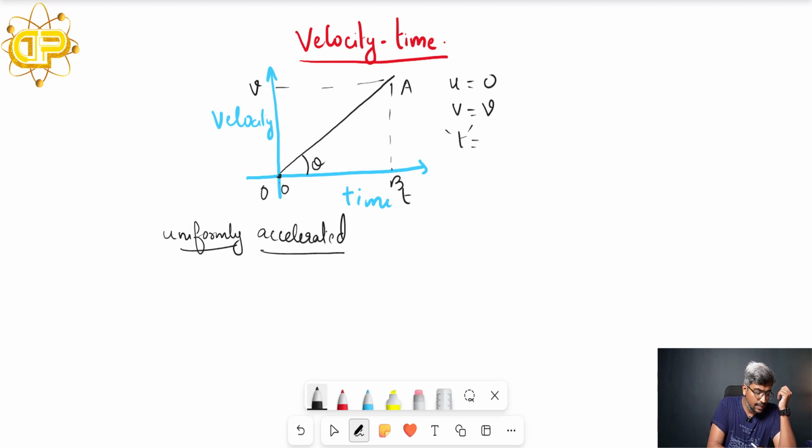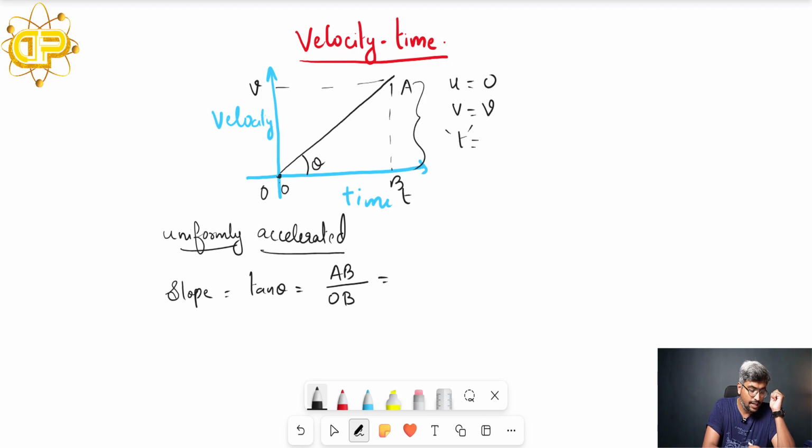Now, if I am finding the slope of a graph, slope means tan theta. You must understand all these things. And tan theta means opposite by adjacent, so it is AB by OB. What is AB? AB means this here, right? AB means V, or V minus U. You can simply say V minus U, or simply here, as U is 0, you are getting V minus U, and that is divided by what is OB?